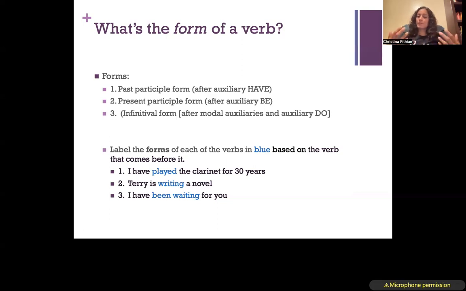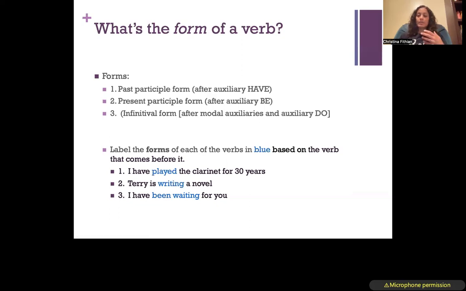Okay, so you've paused the video. Now let's look at this first sentence. Number 1 says, "I have played the clarinet for 30 years." Okay, so I need to look at this and I say, okay, I'm looking for the form. Now, form is not aspect. I'm looking for the form of this verb, played.